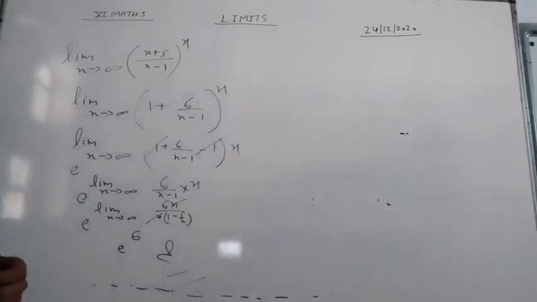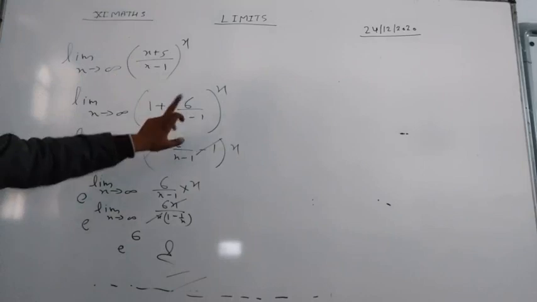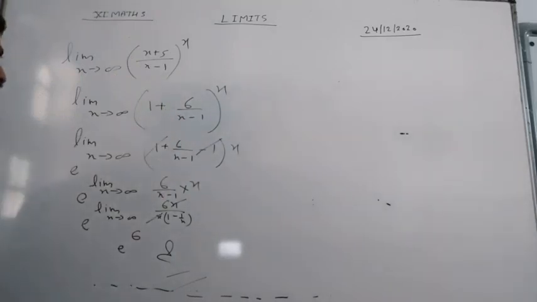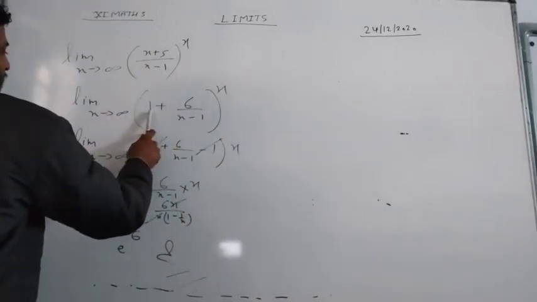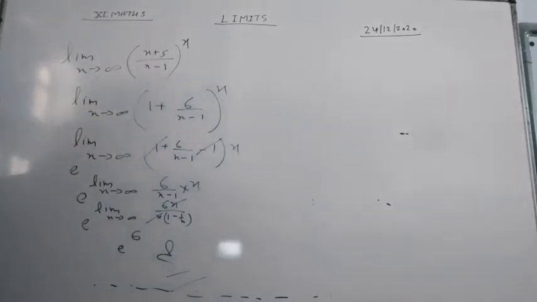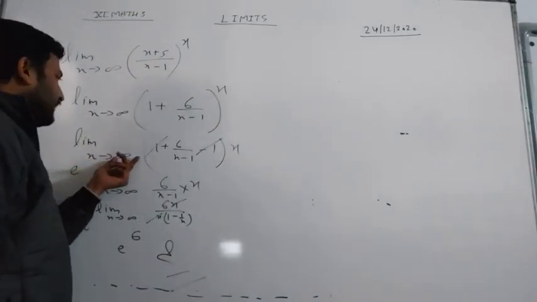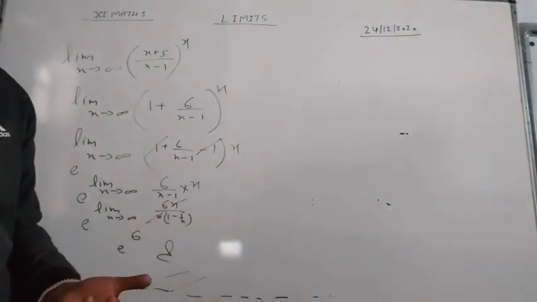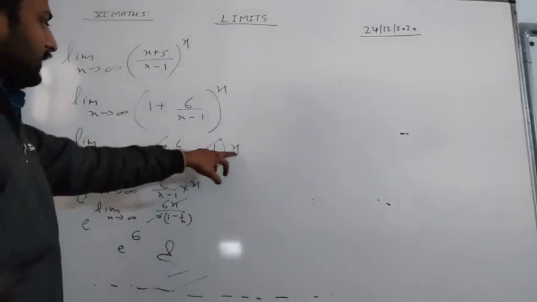I hope you understand, students. Let's see once more. Limit x tends to infinity, (x plus 5 by x minus 1) to the power x. When we divide this by this, we get (1 plus 6 by x minus 1) to the power x. Either we can write in this form, we take the LCM and add, we get this term. Now this is f(x) and this is g(x). So limit x tends to infinity, we write the formula e to the power limit of (f(x) minus 1) into g(x), so (f(x) minus 1) into x.